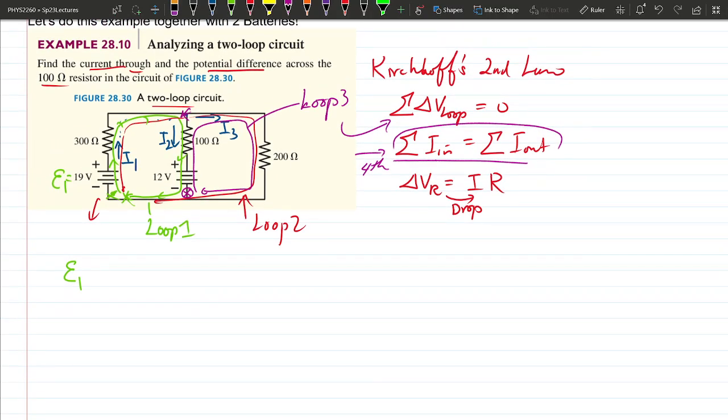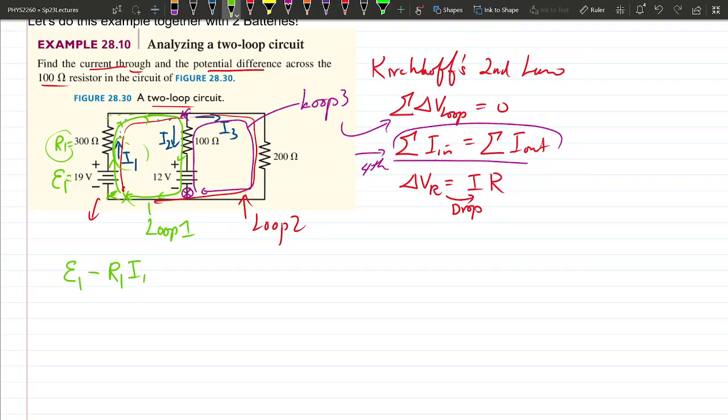Let's erase this. Let's call this R1. As I follow this loop, the next thing I see is actually a resistor, right? I'm going to lose some voltage across that resistor that's equal to R1 times I1, because that's the current on that loop. Then I keep walking and I see this junction, but I'm going to choose to go right because on that loop, I'm going right.